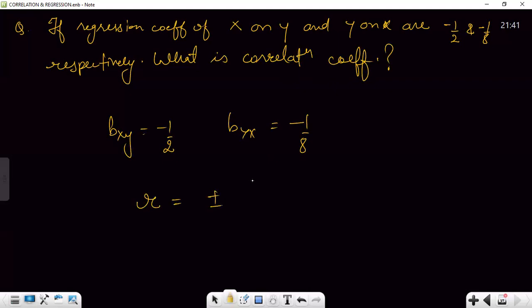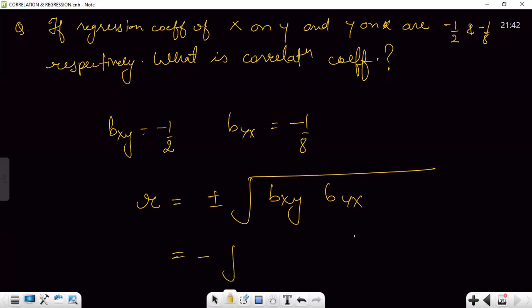R we know as plus minus square root of bxy into byx. We know r has the same sign as bxy and byx, so they are negative, so r will also be negative. Minus half into minus 1 by 8 is plus 1 by 2 into 1 by 8. So this becomes 1 by 16, whose square root is 1 by 4. So minus 1 by 4 is the correlation coefficient. Is this clear?